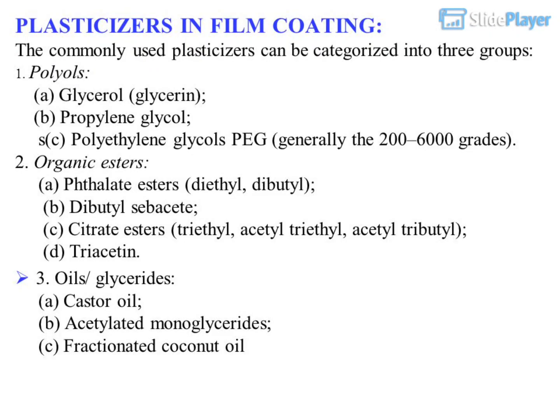Plasticizers in film coating. The commonly used plasticizers can be categorized into three groups. 1. Polyols: A. Glycerol, glycerin. B. Propylene glycol. C. Polyethylene glycols, PEG, generally the 200 to 6000 grades. 2. Organic esters: A. Phthalate esters, diethyl, dibutyl. B. Dibutyl sebacate. C. Citrate esters, triethyl, acetyl triethyl, acetyl tributyl. D. Triacetin. 3. Oils/glycerides: A. Castor oil. B. Acetylated monoglycerides. C. Fractionated coconut oil.